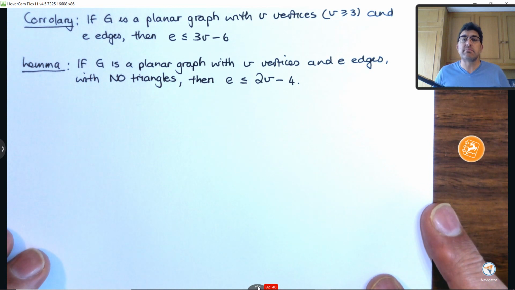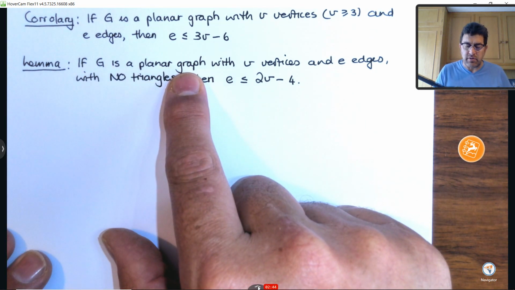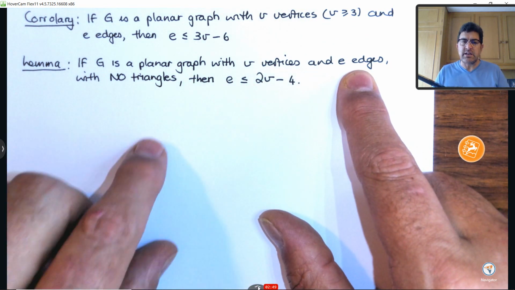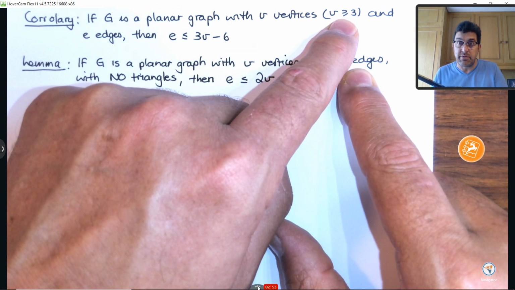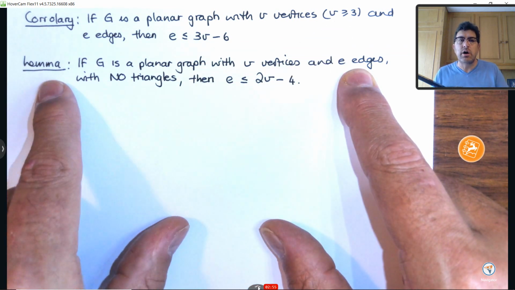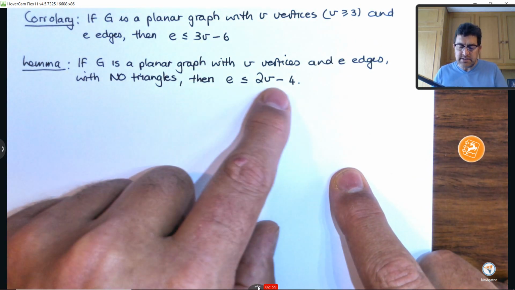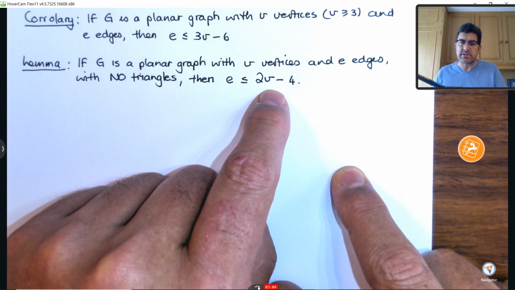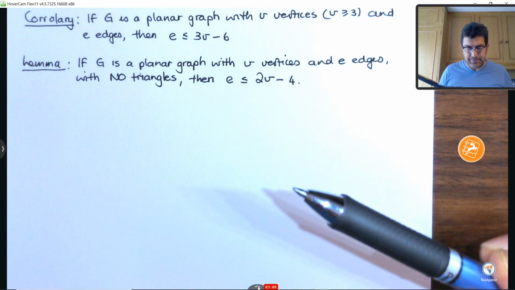Okay, so that comes from the following. It says, if G is a planar graph with vertices V and edges E, now notice that the vertices are not restricted to a minimum of 3. So in other words, there are no triangles here, whereas before there were triangles. Then there's an upper bound on the number of edges: twice the number of vertices minus 4. Okay, we're going to prove that now.